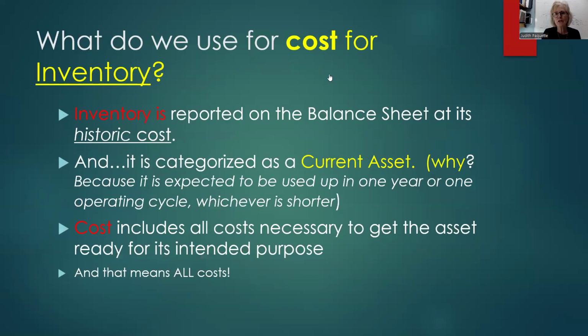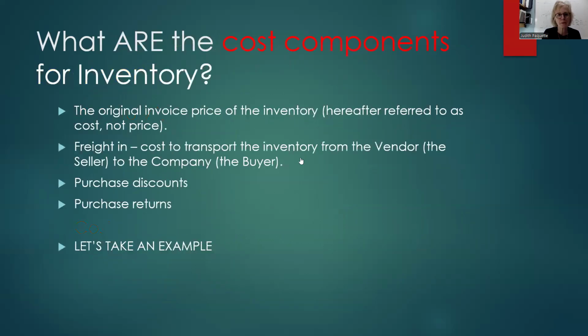Do you guys have any questions on how we cost inventory? So the rule is it's all the costs it takes to get the inventory ready to be sold. In this case, the language is more general. It's all the costs to get the asset ready for its intended purpose. What is inventory's intended purpose? To be sold.